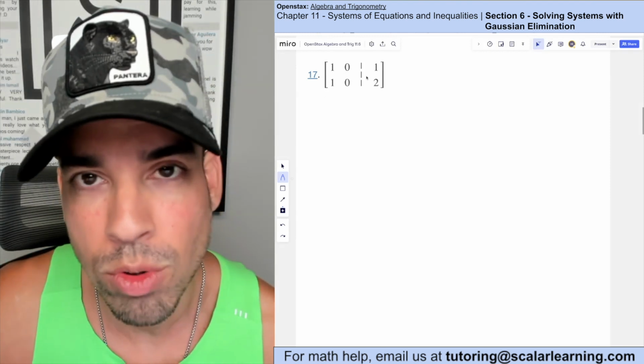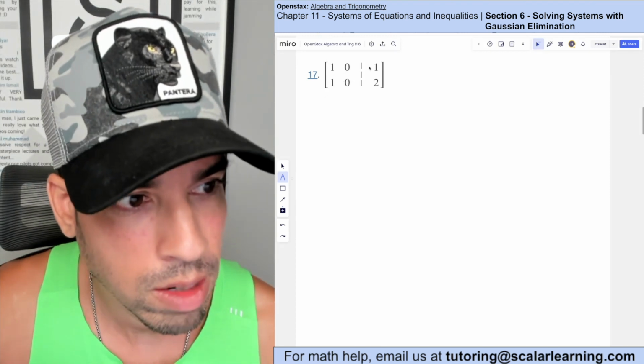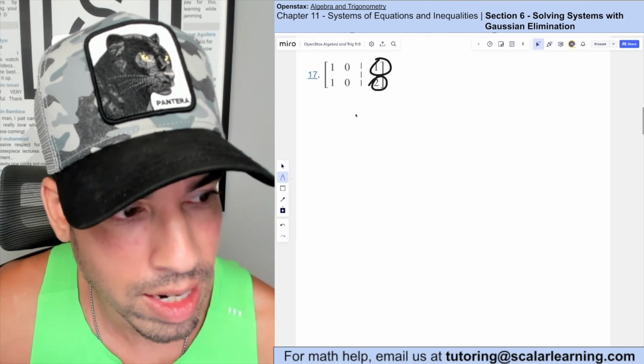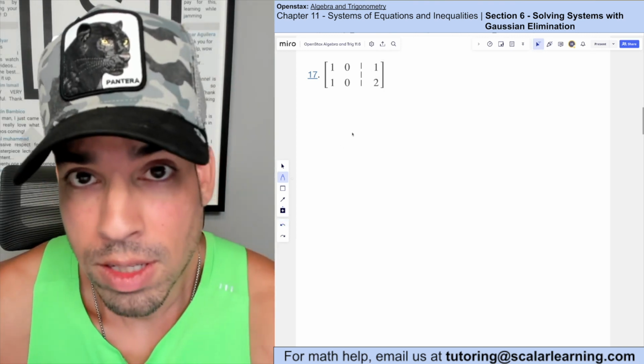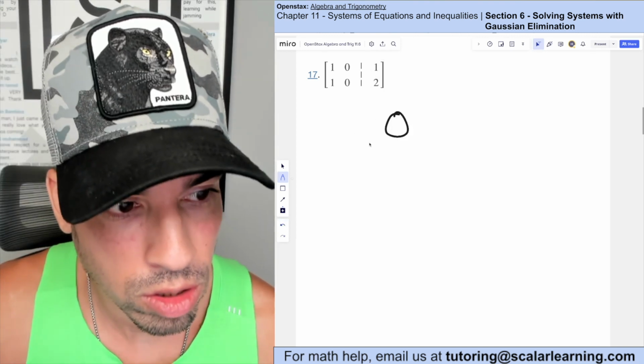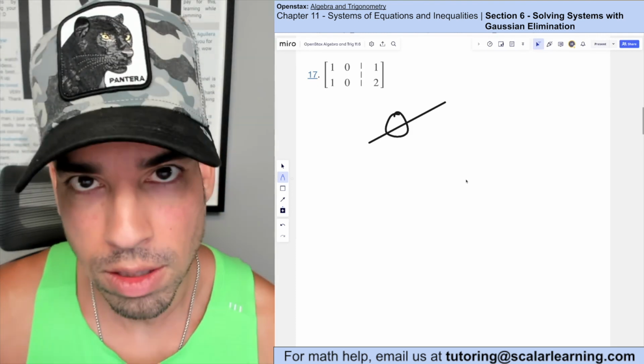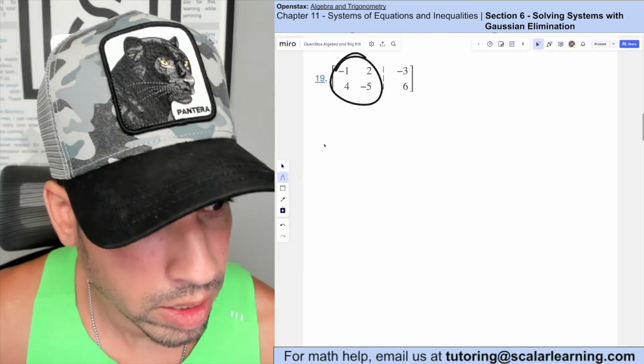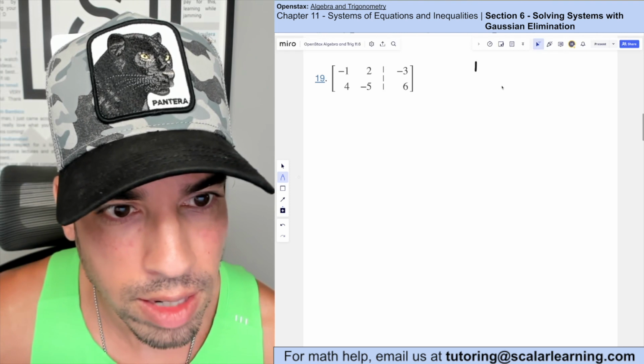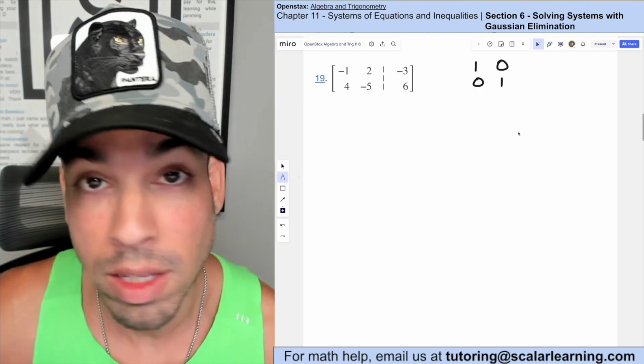Also, this gives two contradictory answers, right? This implies that x equals 1. This implies that x equals 2. Obviously, that can't be a thing, so this is a no solution situation. Done. So for this one, remember, we want to get these four in that nice identity matrix like so, and then we'll have our values.